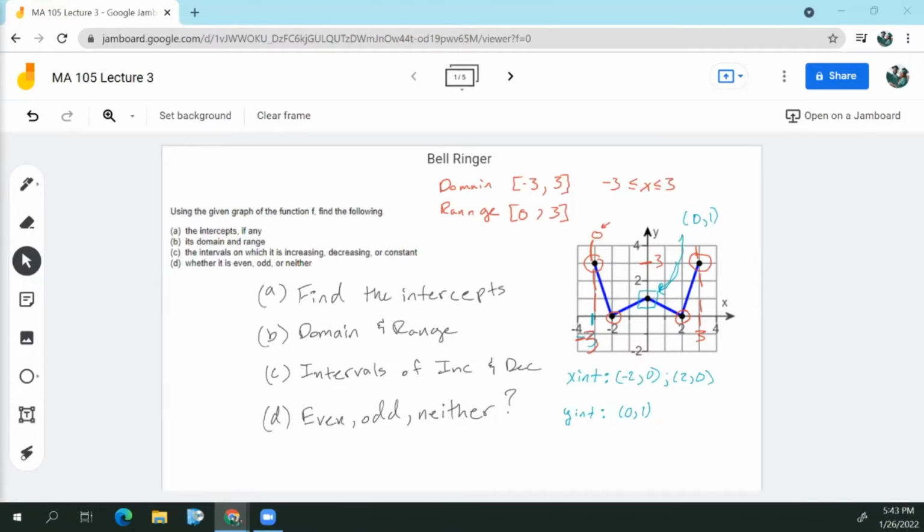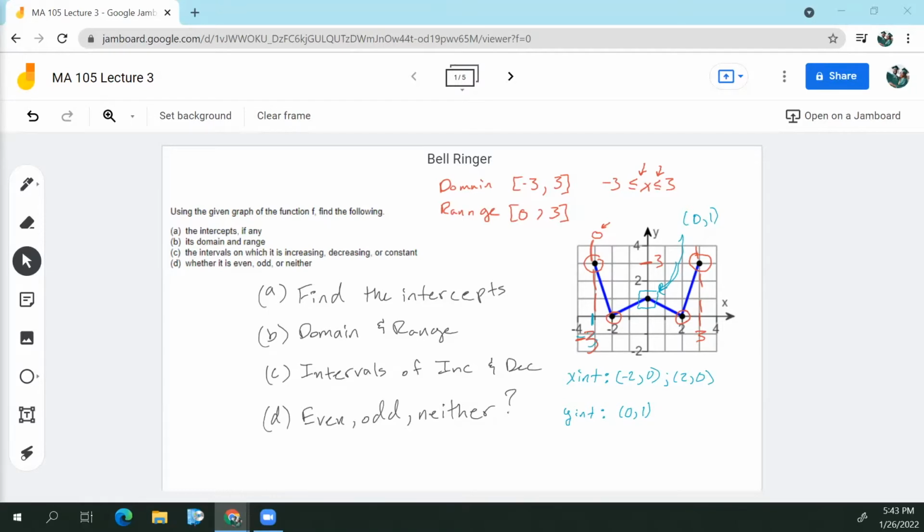And note I use less than or equal to and less than or equal to. What I'm denoting is that my x value is bigger than or equal to -3, but it's smaller than or equal to +3.